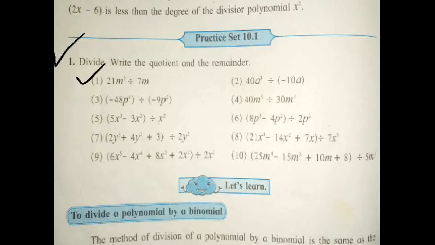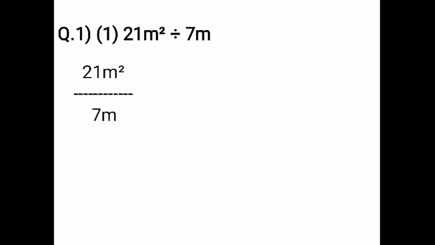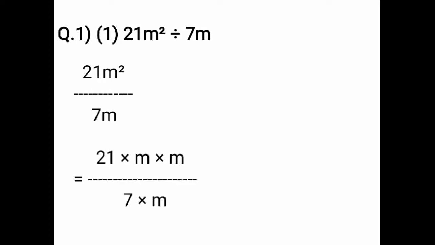Before you begin dividing, you have to do the work column. First you have to arrange it vertically when you do the work column to get the quotient. 21m square upon 7m. This way you have to arrange it vertically. Now next step you have to write multiplication form. That is equal to 21 into m upon 7 into m.